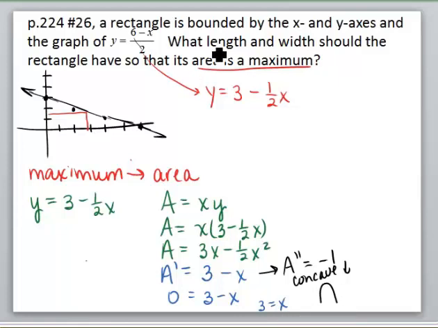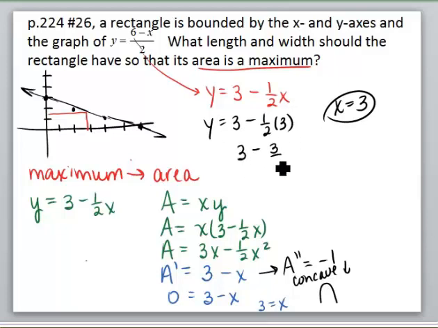So the only thing I was supposed to do is find the length and the width of the rectangle, and I've done that. I found the length, and it's 3. What I can do to find the width is just plug in 3 for my x value, and I end up getting 3 minus 3/2. So that makes my y value be 3/2, or 1 1/2.